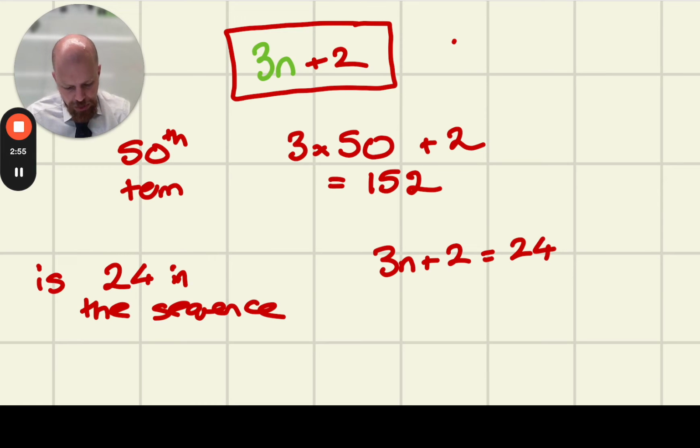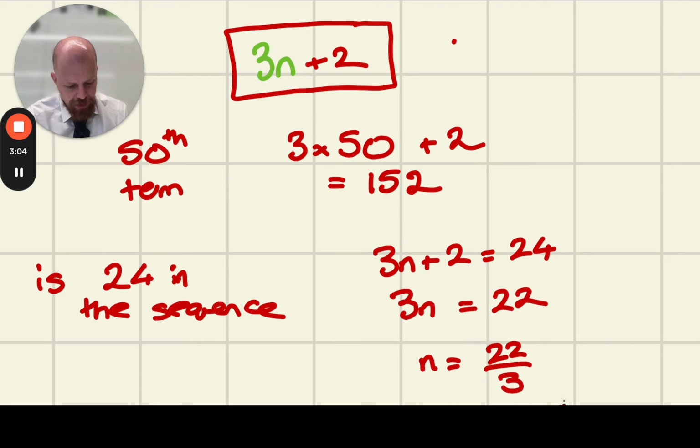So if I subtract 2, I get 3n equals 22. And then I'm going to divide by 3, so n equals 22 divided by 3, or 7 1/3. Because n isn't a whole number, that means that 24 is not in the sequence. You can do that for any number, asking whether it's in the sequence or not. What's key is that if n were, say, 20, that would mean that 24, whatever number you're looking for, is the 20th term in the sequence. If you don't get a value, then it's not in the sequence.